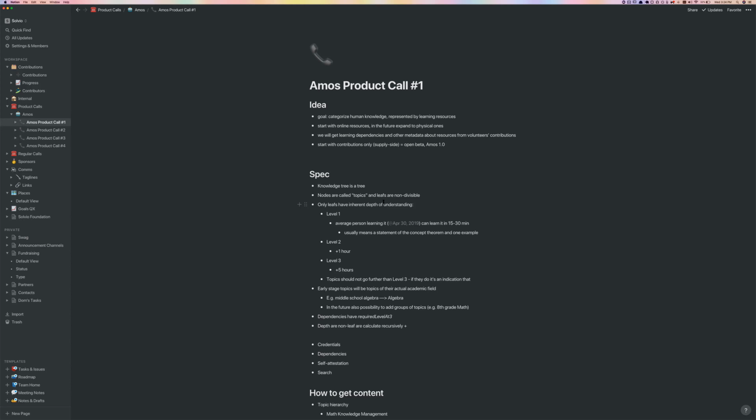So yeah, perfect. So nodes of the knowledge tree are leaves, right? If they're non-divisible, and only leaves have a notion of level or depth. They're synonyms. So level one is where the average person learning it can learn it in 15 to 30 minutes. That usually means a statement of the concept or theorem, and let's say a proof or one quick example. So for maths, every single theorem would be its own level, or every single definition, like the GCD or LCM.